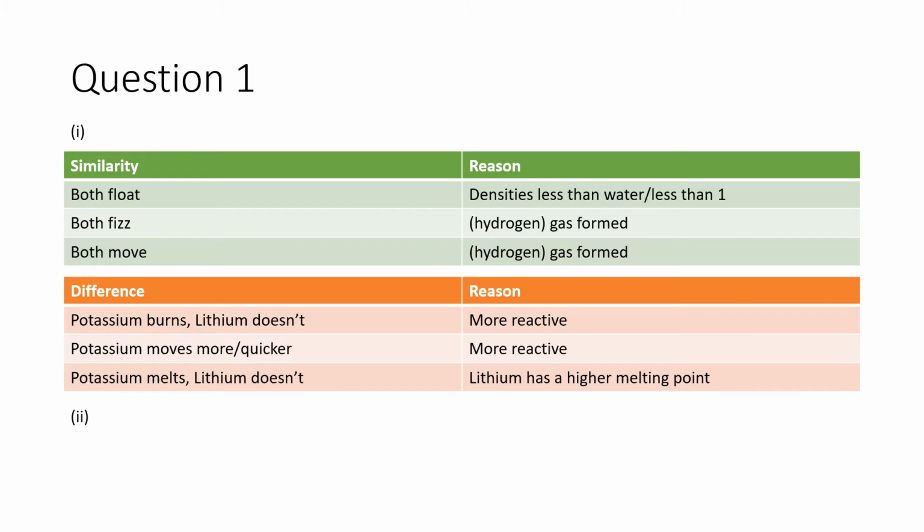For the second part of this question, you are asked to give the balanced symbol equation of lithium and oxygen. You're rewarded 1 mark for correctly identifying the reactants, which are lithium and oxygen, and 1 mark for identifying the product, which would be Li2O.